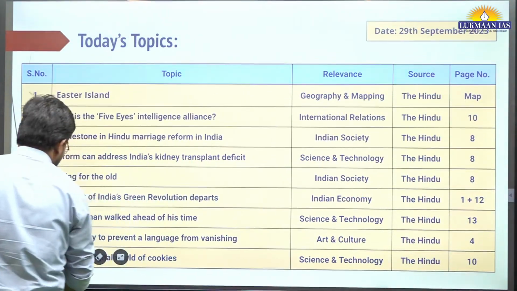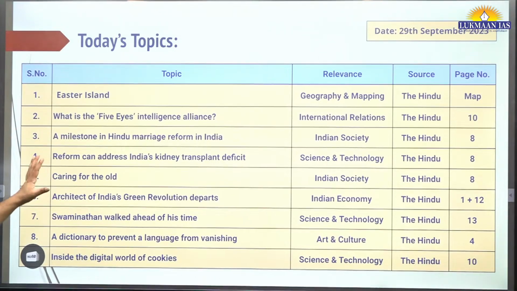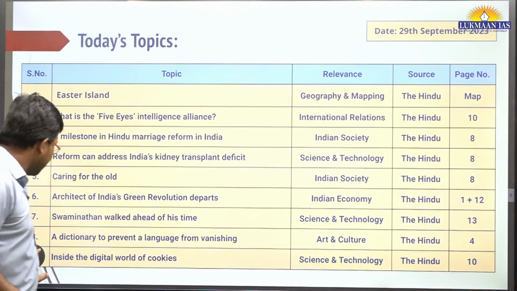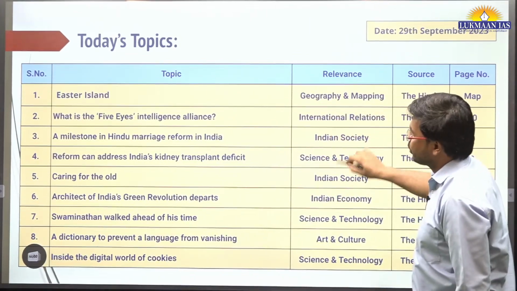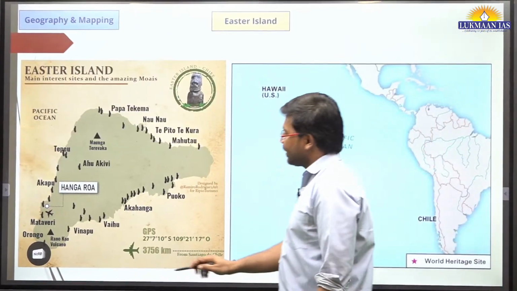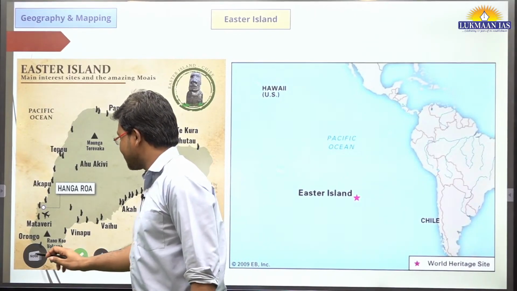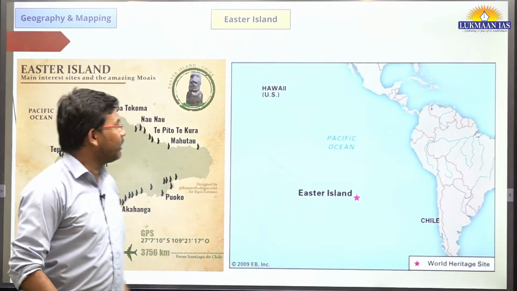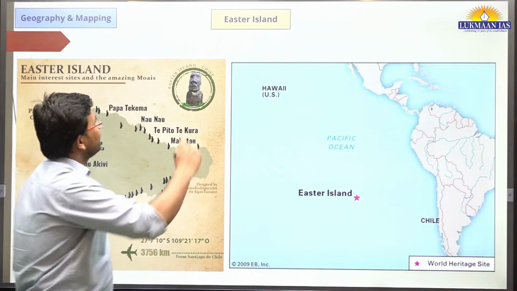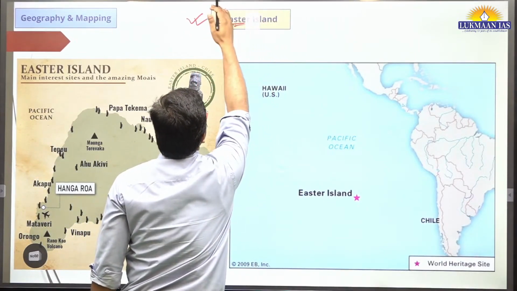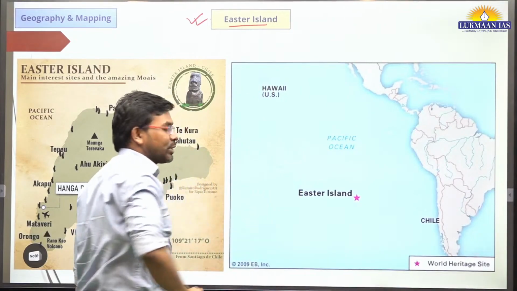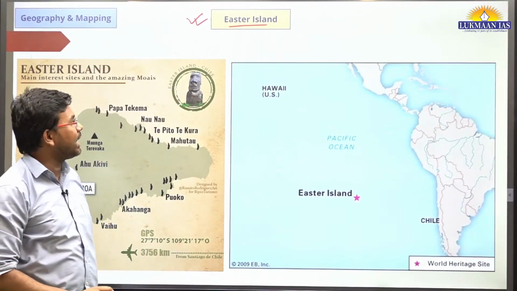So these are the list of articles that we are going to discuss in today's newspaper analysis session. The page number is also mentioned over here. The first topic that we are going to discuss is Easter Island. This island was in news, not very recently, but last year it was in news. So that's why we need to see where this island is located.